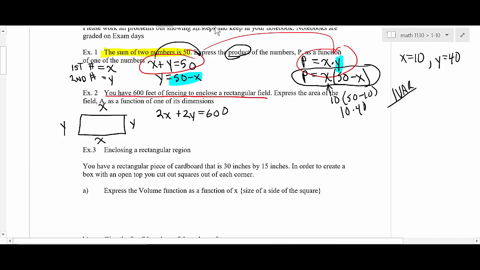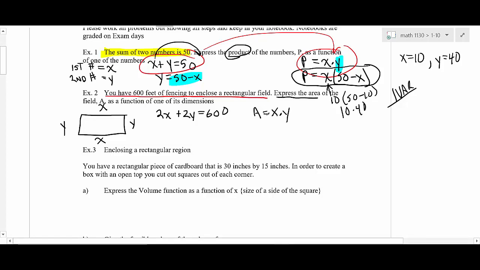Okay, now the next statement says this: express the area of the field as a function of one of its dimensions. What that means is you're going to find the area, but your answer is going to have one variable in it. So let's do this. Look at my diagram. Tell me how I find the area of that rectangle. I do x times y. I do base times height, right? So that's going to be x times y. So we want to write that down as x times y, but that's not the answer.